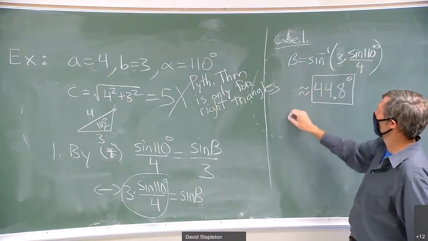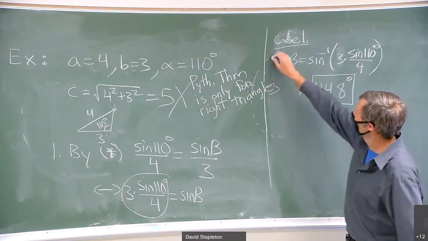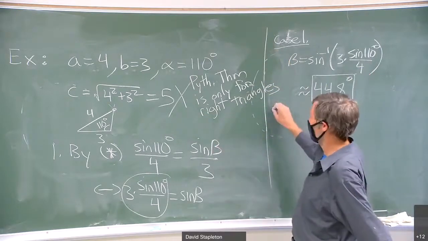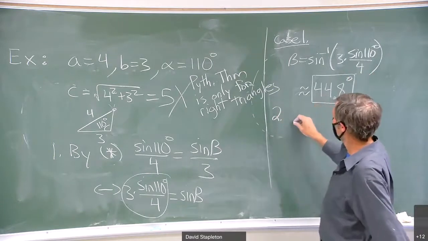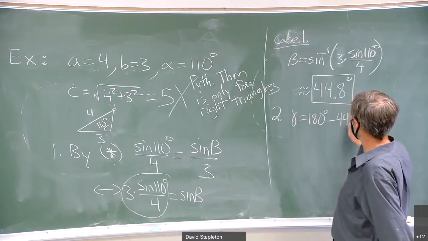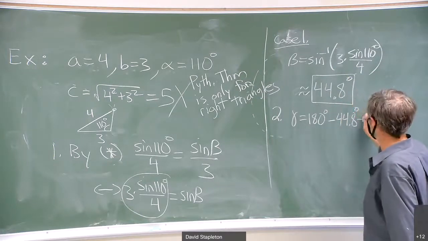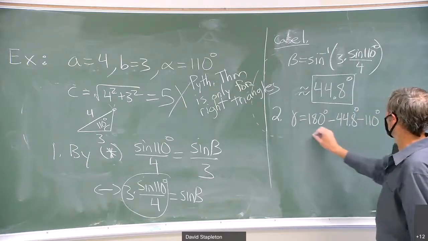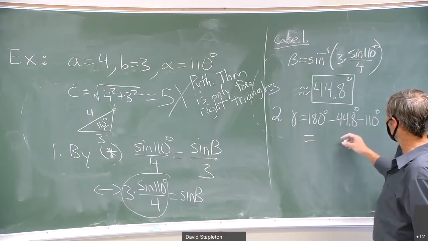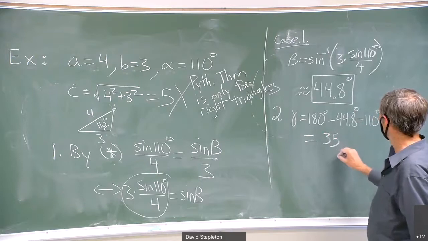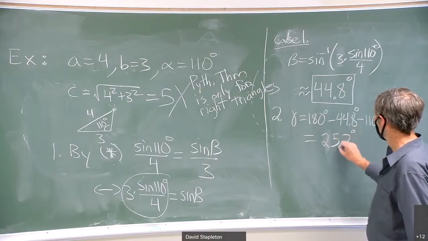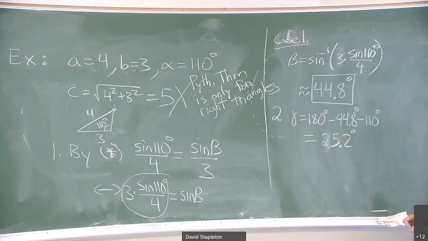Now I have 2 angles, so I can immediately find gamma. So here's step 2. I find gamma is 180 minus the one I just found, 44.8, minus the one I'm given, alpha was 110. And let's see, this is 144.8, it's 35.2 degrees. No, 25.2.